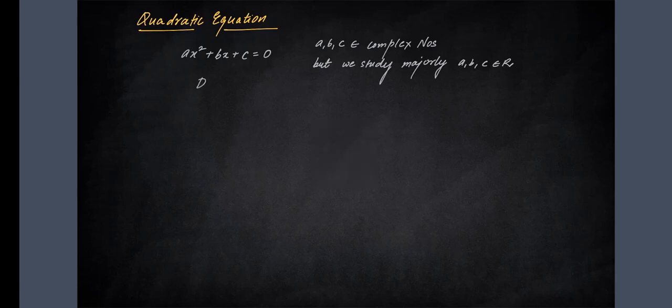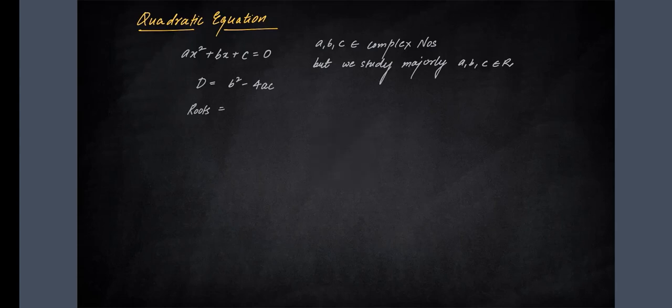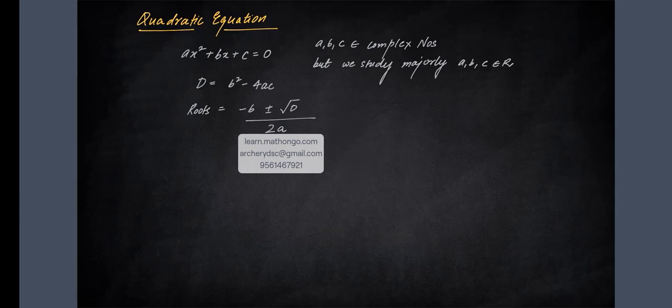We also know that the discriminant D, which is b square minus 4ac, irrespective of whether a, b, c are complex or purely real, the discriminant formula will still remain the same. What are the roots? Roots are written as, we all know, minus b plus minus root D by 2a. Again, a, b can be complex, but the roots formula will still remain the same.